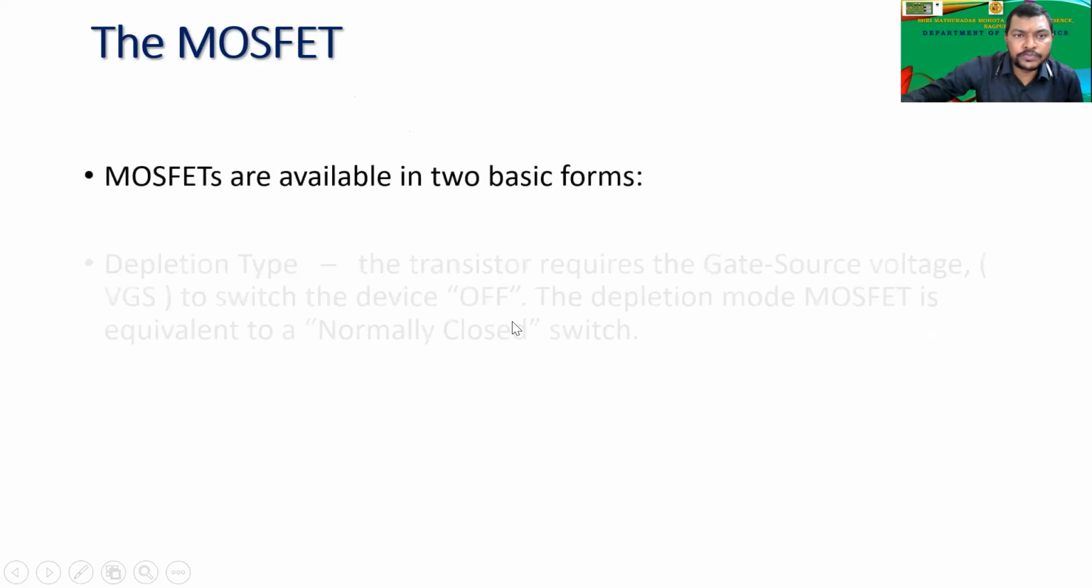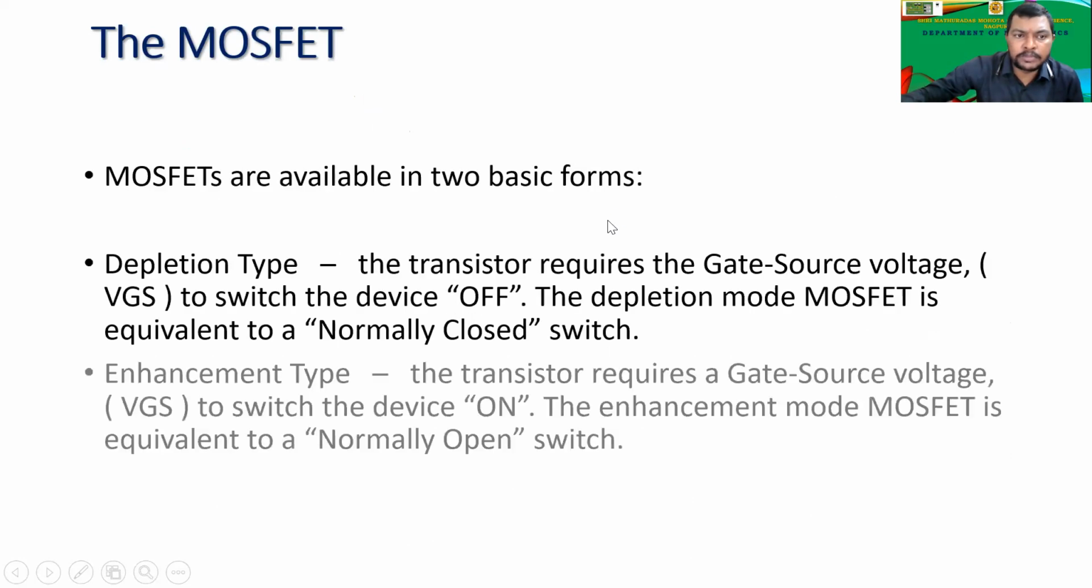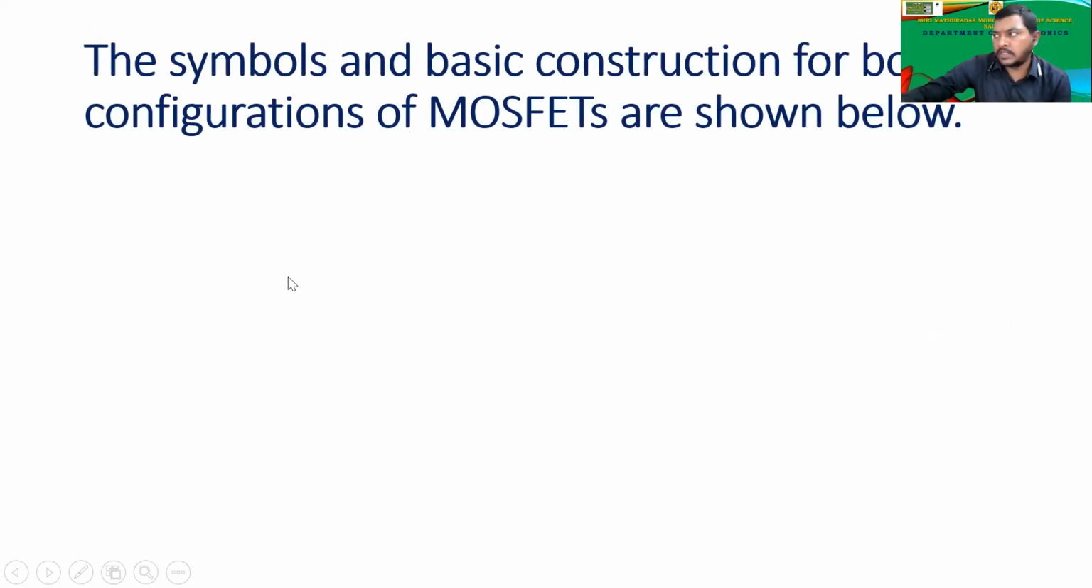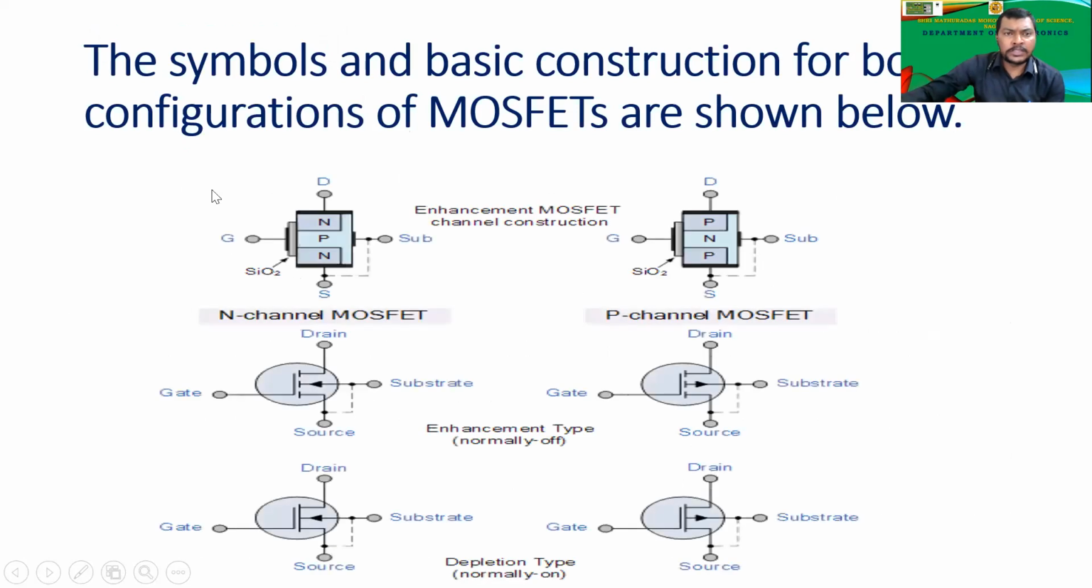Now, MOSFETs are available in two basic forms, depletion type and enhancement type. We have studied all this. This depletion and enhancement type we have already studied. The symbols and the basic construction for both the configurations of MOSFETs are shown below. So this is the N-channel MOSFET.